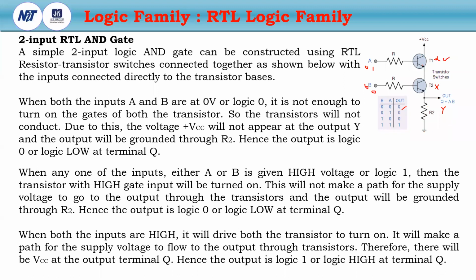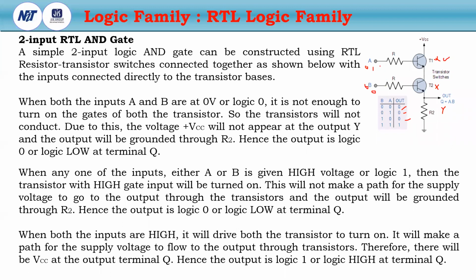Because these two transistors are in series, if any one of these transistors is in cutoff mode, then VCC will be open circuited to the output. So the output will be logic 0 because the output is grounded through R2. This is the simple operation.